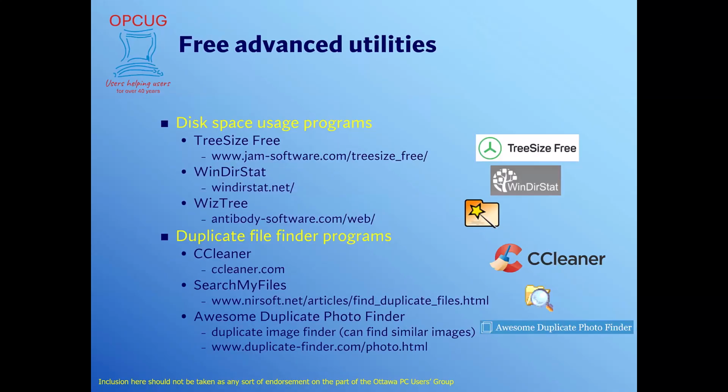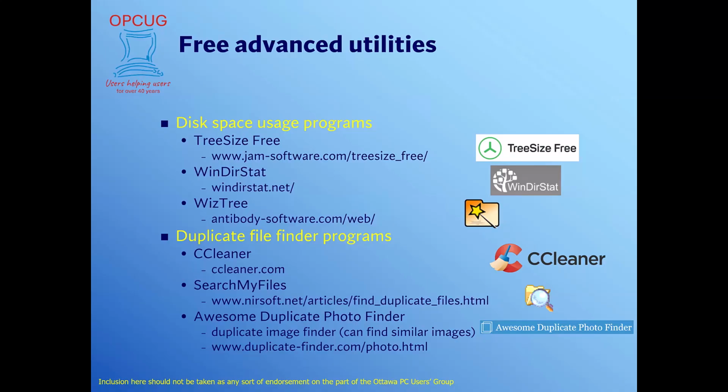Some other free advanced utilities. So if you're looking to free up disk space, TreeSize Free, WinDirStat, and WizTree can help you track down where all your disk space is being used up, and then you can decide what you want to do about that. Duplicate file finders, CCleaner has one built in. Search My Files has a very good one.